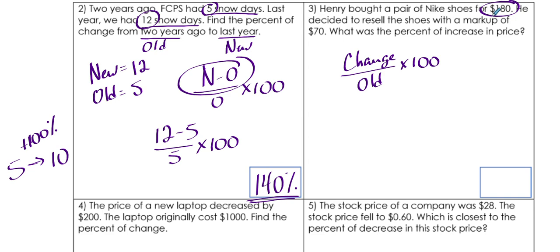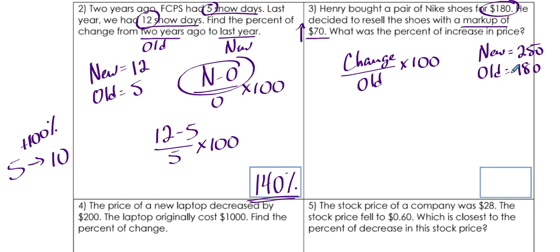He decided to resell the shoes with a markup of 70. It's going up by 70. What's the percent increase in price? This is not the new price. This $70 is how much we're increasing it by. So you could, if you wanted to, find the new amount. It starts at 180. It's going up by 70. That's 250. The old is 180.